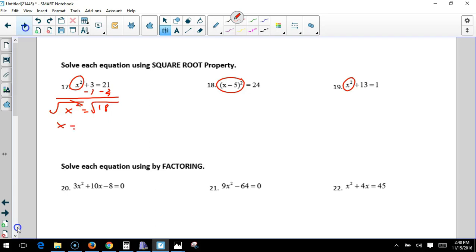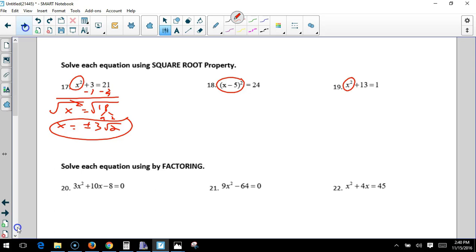X equals. Now, since I'm doing solutions, I always want to put plus or minus square root of 18, which I can take the step to simplify now, or I could just break it on down up here and get 3 root 2. It's up to you whether you want to take the extra step or not. Square root of 9 is 3. 3 root 2.